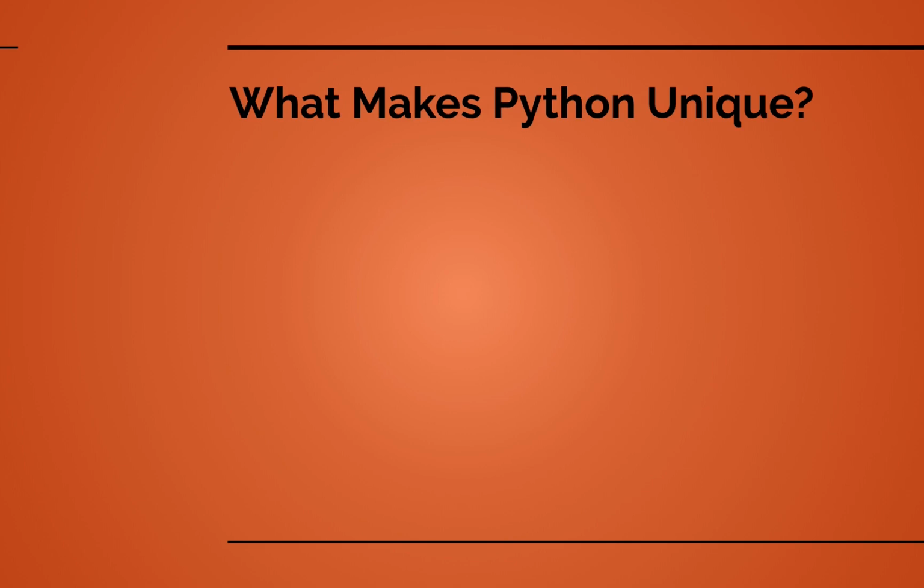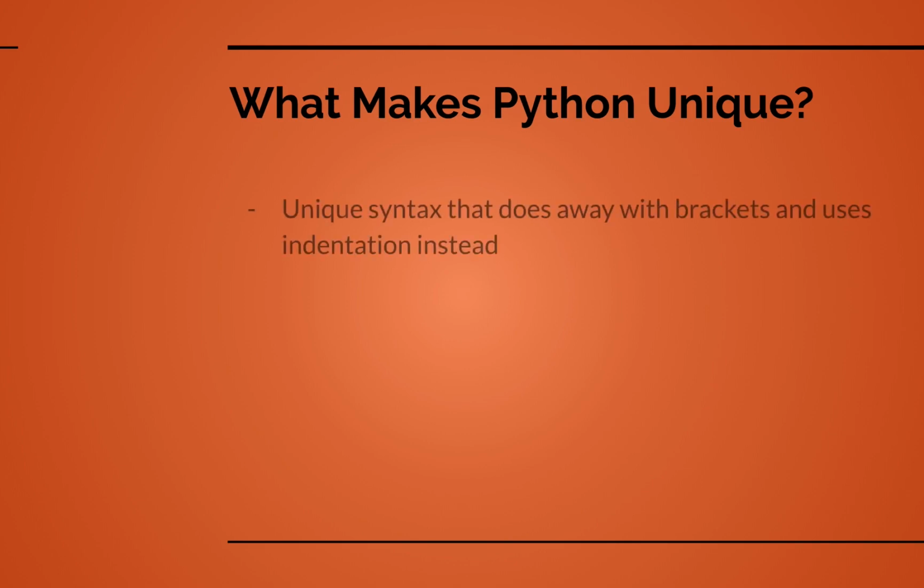Now, what makes Python unique compared to other comparable languages? Python's unique syntax does away with brackets and uses indentation instead. That is by far one of the most prominent features of the Python language. Most other languages, at least that I have used personally, use curly brackets to encompass code blocks. Python doesn't really use those. It just focuses on using indentation to determine which piece of code belongs to which code block.